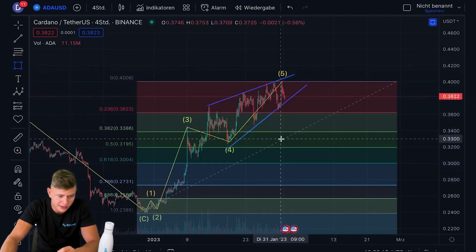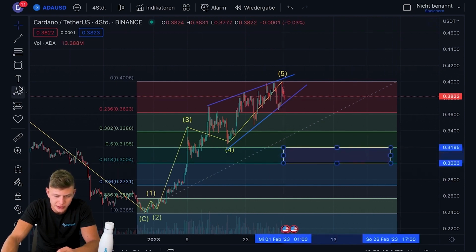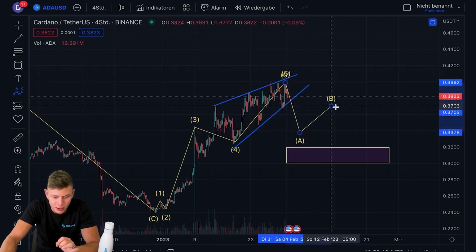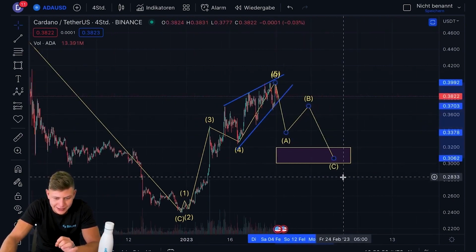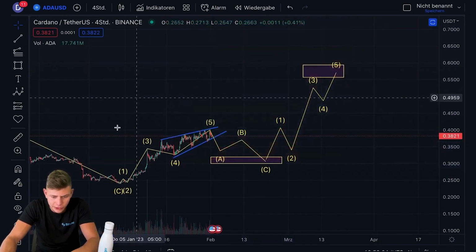You also get this target area between the 0.5 and the 0.618 extension. I show you how we should reach this target area. We should make an A down, a B up, and then again a C down in this target area. This is actually my current expectation for ADA.